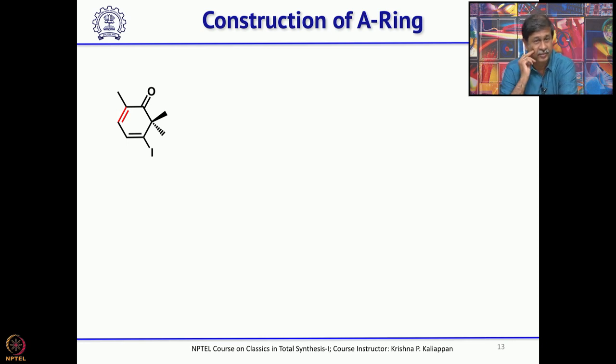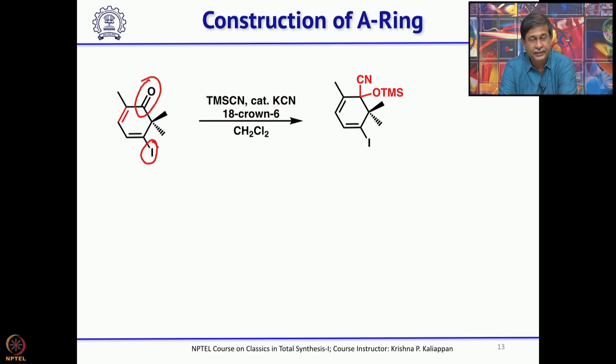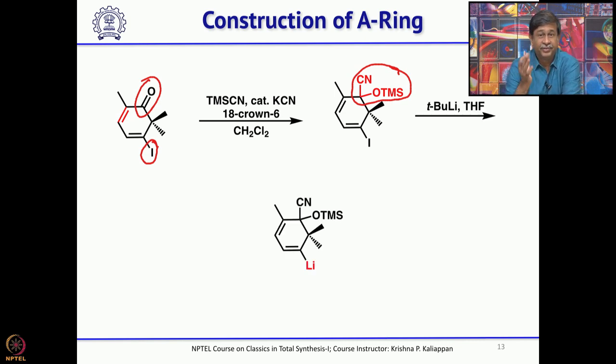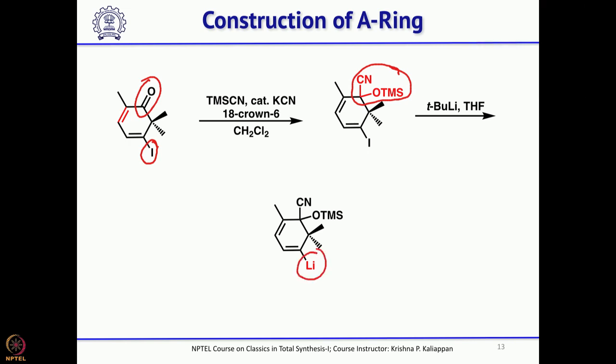Good. So now what we need is, as I said, this iodine should be exchanged with lithium and added to the aldehyde. Before that, this carbonyl group should be protected, isn't it? If you have to treat with tertiary butyl lithium to exchange, the carbonyl group should be protected. So how to protect the carbonyl group? You can protect in situ with TMS cyanide and a catalytic amount of potassium cyanide. Basically it is a cyanohydrin formation, and the cyanohydrin hydroxyl group is protected as TMS ether. Then if you treat with tertiary butyl lithium, the iodine will be exchanged with lithium.